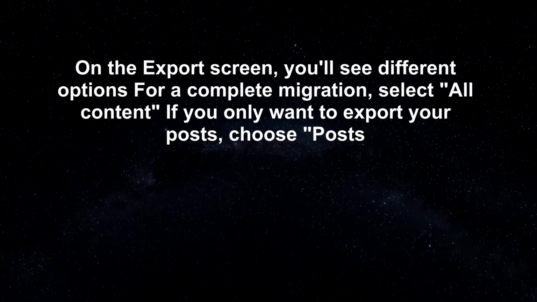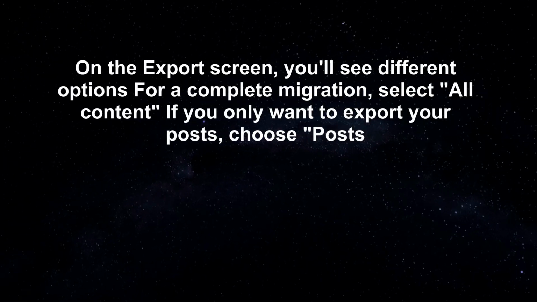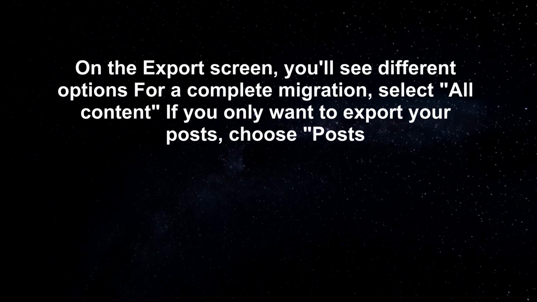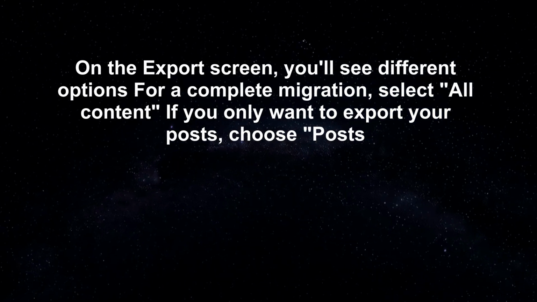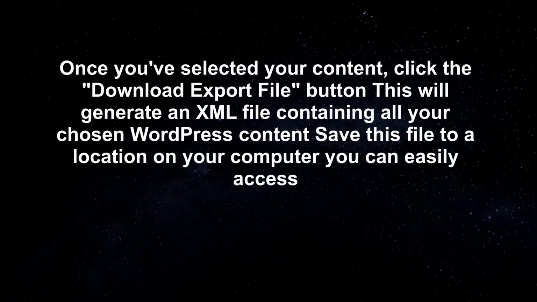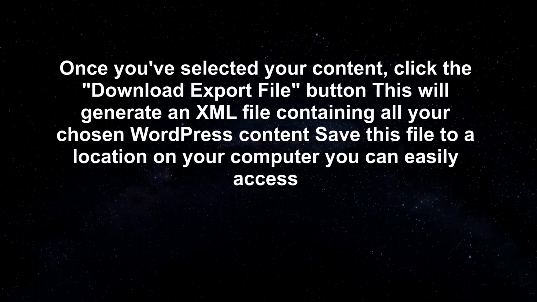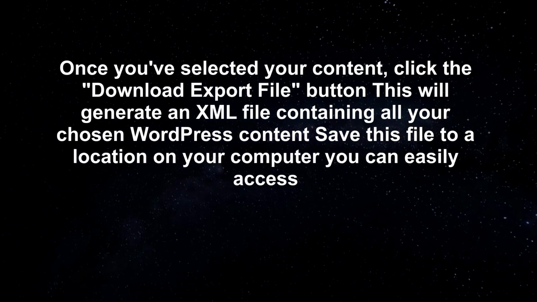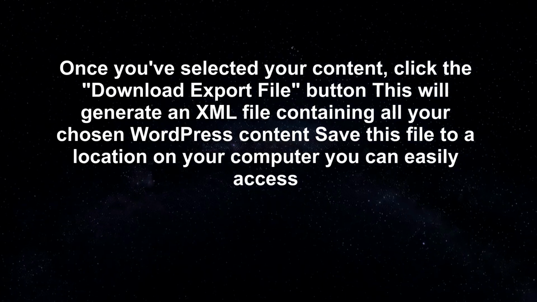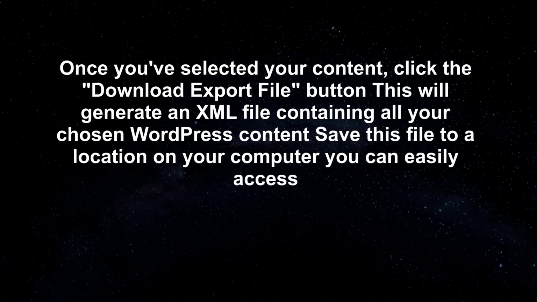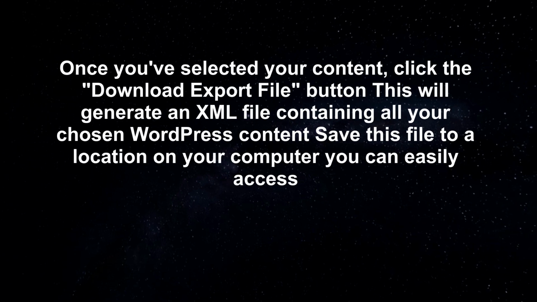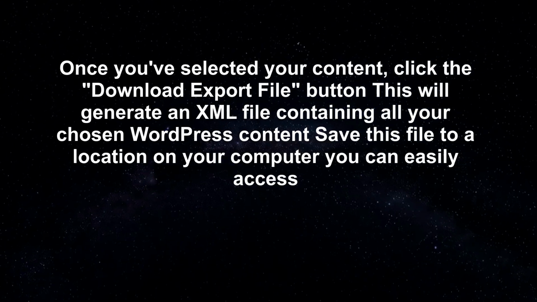On the Export screen, you'll see different options for a complete migration. Select All Content. If you only want to export your posts, choose Posts. Once you've selected your content, click the Download Export File button. This will generate an XML file containing all your chosen WordPress content. Save this file to a location on your computer you can easily access.